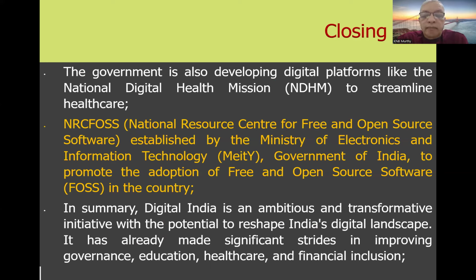In summary, Digital India is an ambitious and transformative initiative with the potential to reshape India's digital landscape. It has already made significant strides in improving governance, education, healthcare, and financial inclusion.